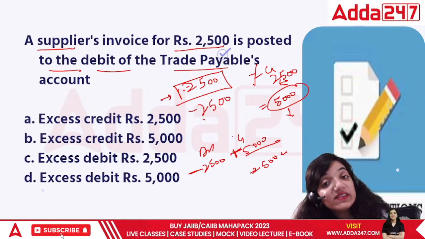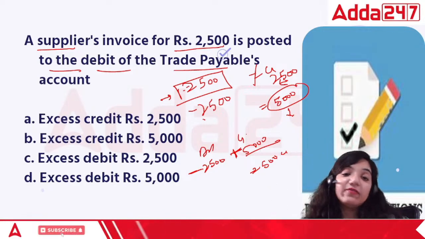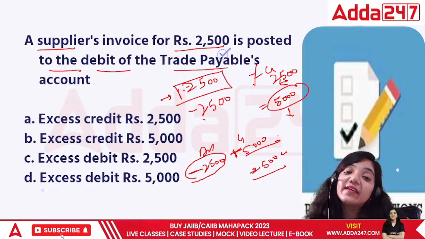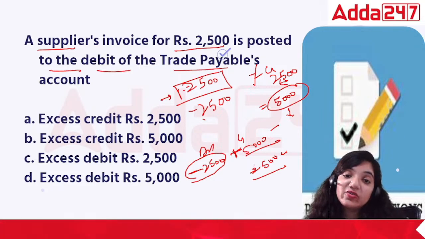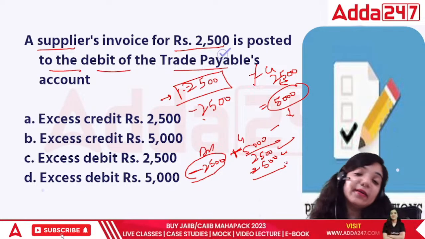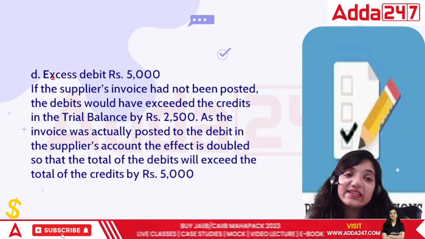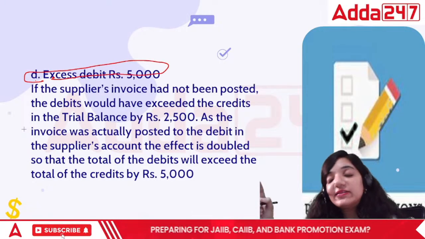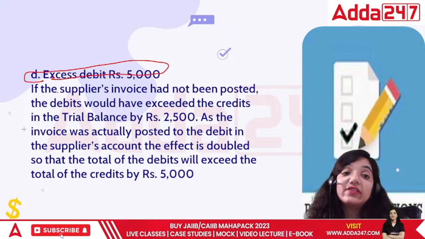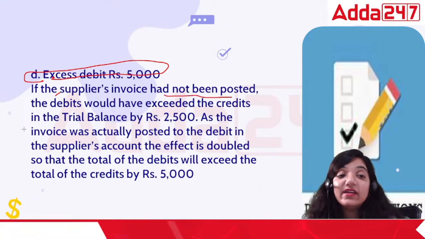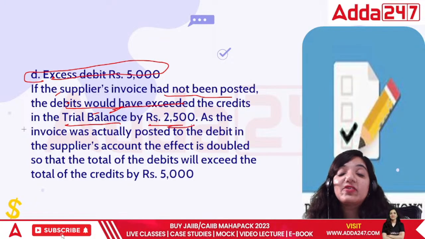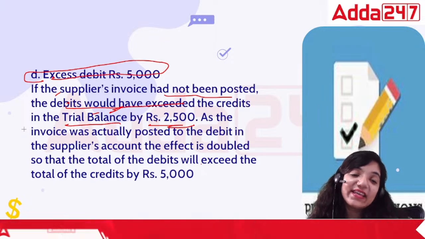In the business I should be recording 2,500, but I have recorded wrongly now. So first of all, the wrong has to be corrected and the new has to be created. So in this case it would be 2,500 which has to be created and 2,500 which we have to end up. So in this case, it will become excess debit of 5,000. So there is a mistake on the debit side. It was not to be recorded at all. So if the supplier's invoice had not been posted, the debits would have exceeded the credits in the trial balance by 2,500. Okay?